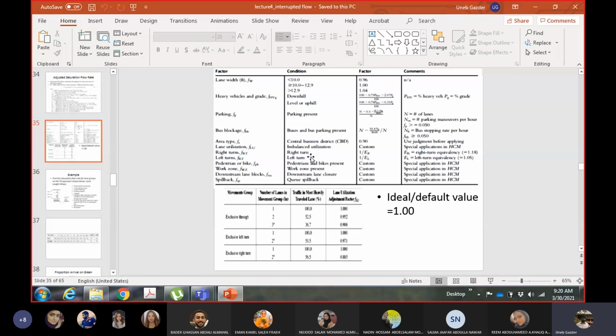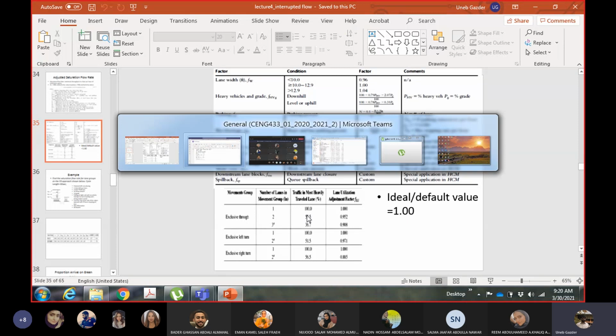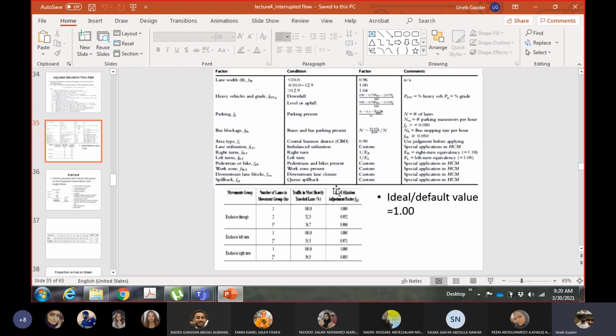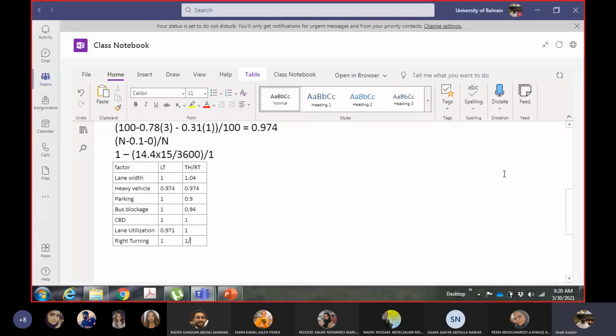Okay, then factor for right turning, obviously it will be included where you have the right turning. There's no right turning here, so it will be 1, and this one will be 1 upon ER, where ER is 1.18. So 1 upon 1.18 gives you how much? 0.847.